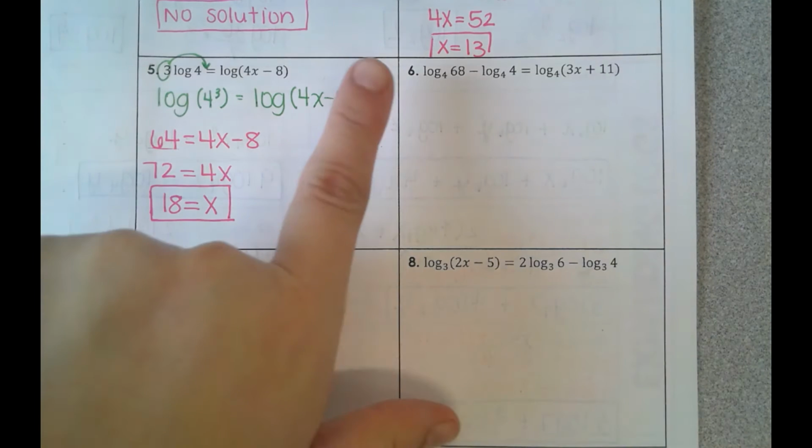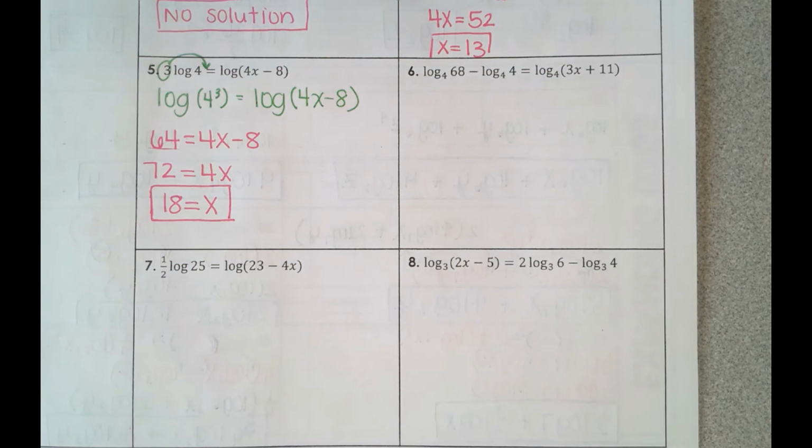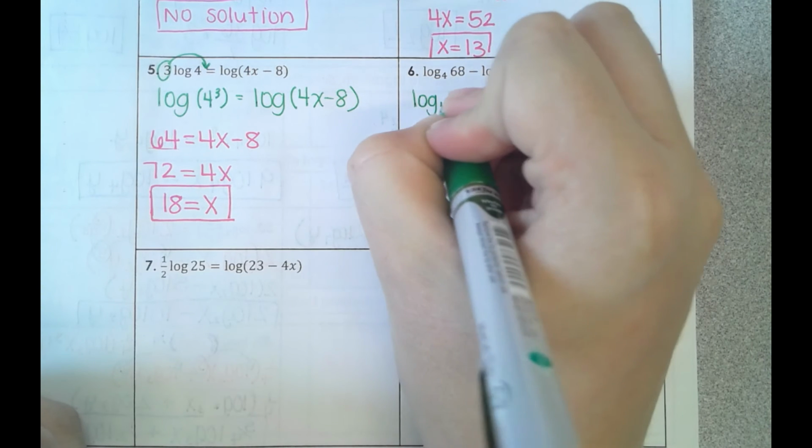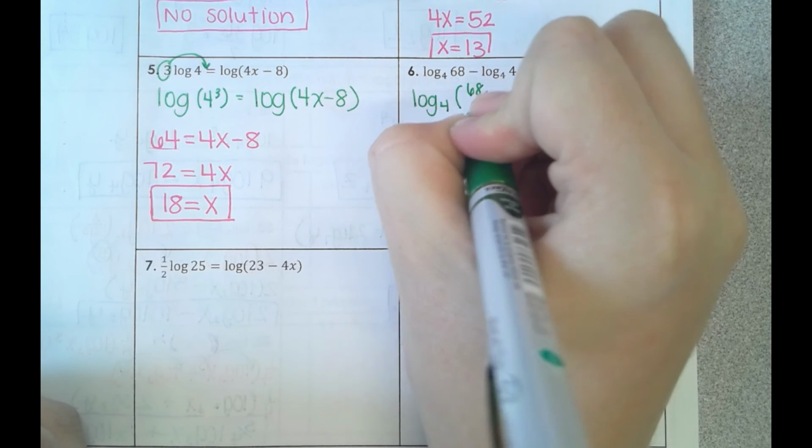Number 6, this time we have 2 logs being subtracted. So the property tells us that we divide 68 divided by 4.